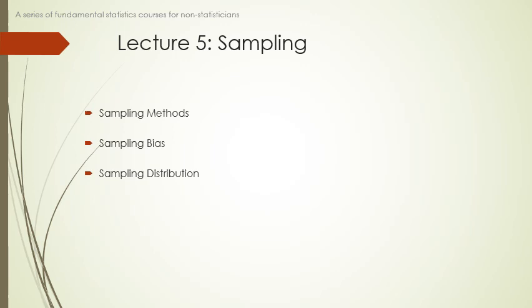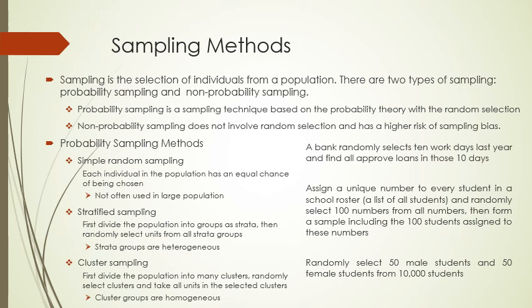In the fifth lecture, we will learn the sampling methods, the sampling bias, and the sampling distribution. Sampling is the selection of a sample of individuals from a population for inference. There are two types of sampling: probability sampling and non-probability sampling.